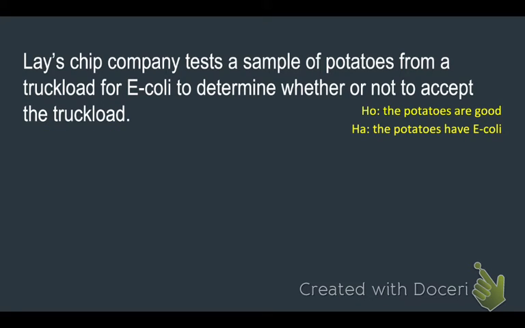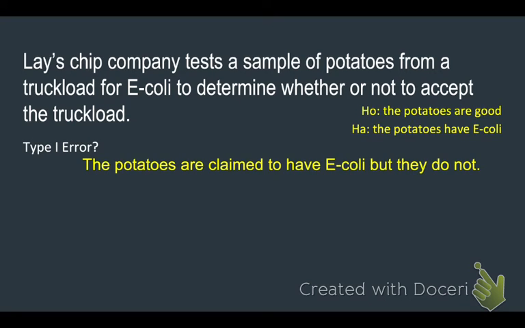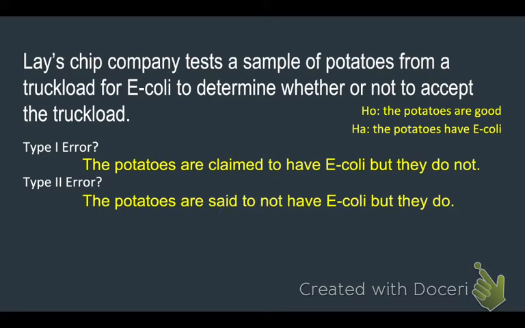Here's a second example. Lay's Chip Company tests a sample of potatoes from a truckload for E. coli to determine whether or not to accept the truckload. My null hypothesis is the potatoes are good. My alternative is the potatoes have E. coli. Type 1 error, false positive: the potatoes are claimed to have E. coli, but they do not. Type 2 error, false negative: the potatoes are said to not have E. coli, but they do.